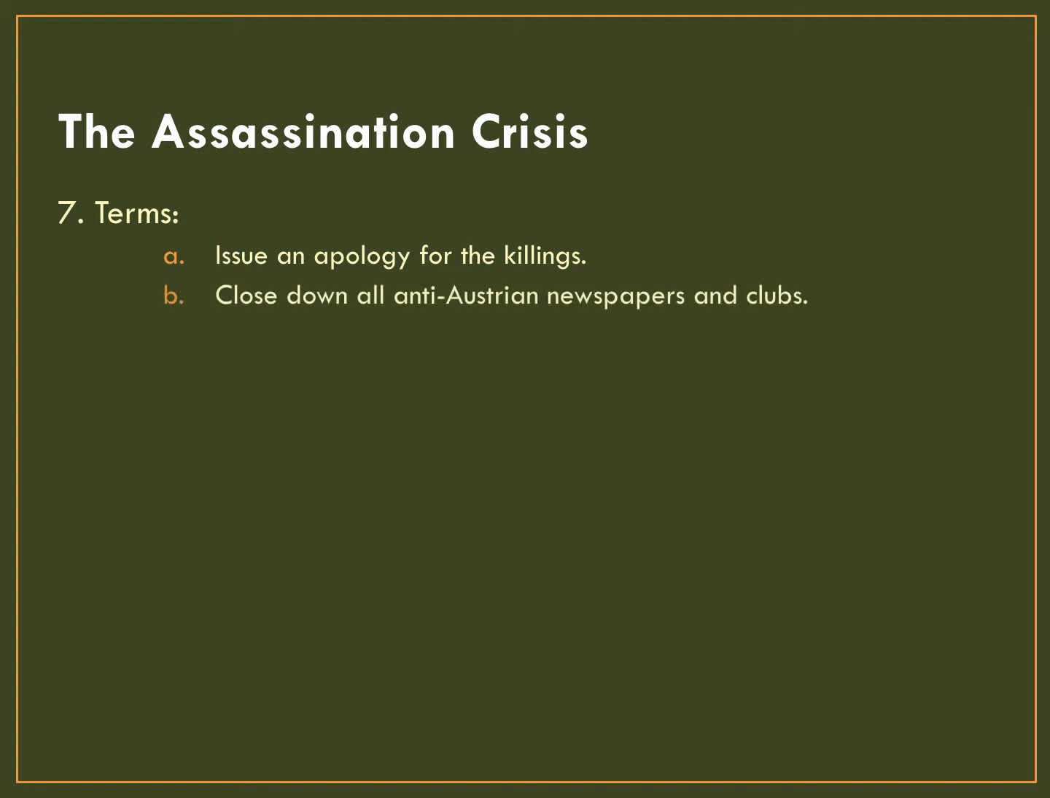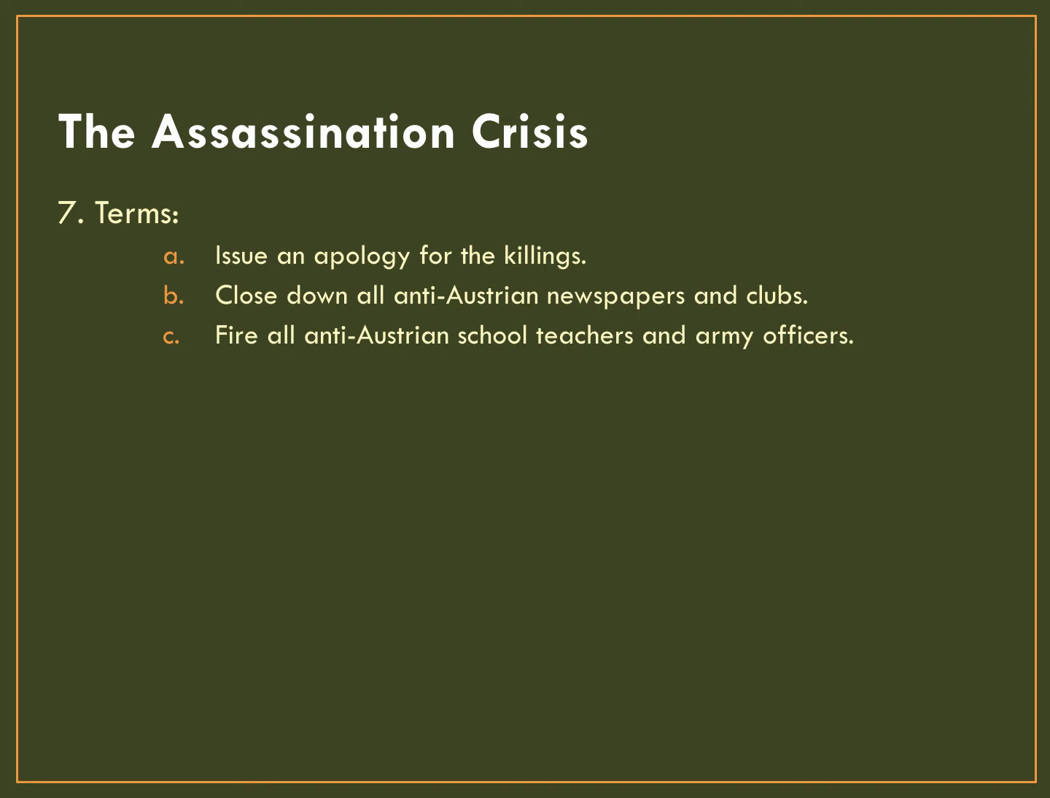They must close down all anti-Austrian newspapers and clubs. So again, this is a free, independent country separate from the Austrian Empire, and Austria is telling them to get rid of all anti-Austrian newspapers and clubs. So get rid of anyone who does not support Austria. They also need to fire all anti-Austrian school teachers and army officers. So anyone who doesn't support Austria that is a part of the education system must go, and any army officers that don't support Austria.